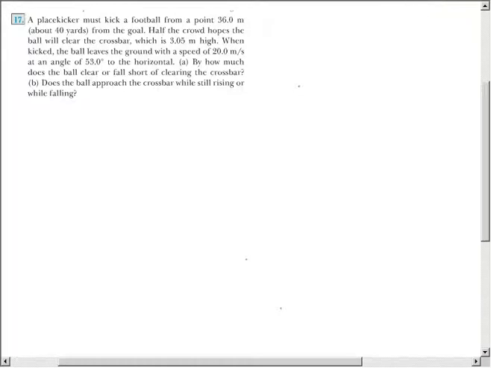Alright, the current problem is a place kicker must kick a football from a point 36 meters, about 40 yards, from the goal. Half the crowd hopes the ball will clear the crossbar, which is 3.05 meters high. When kicked, the ball leaves the ground with a speed of 20 meters per second at an angle of 53 degrees to the horizontal. A. By how much does the ball clear or fall short of clearing the crossbar? B. Does the ball approach the crossbar while still rising or while falling?